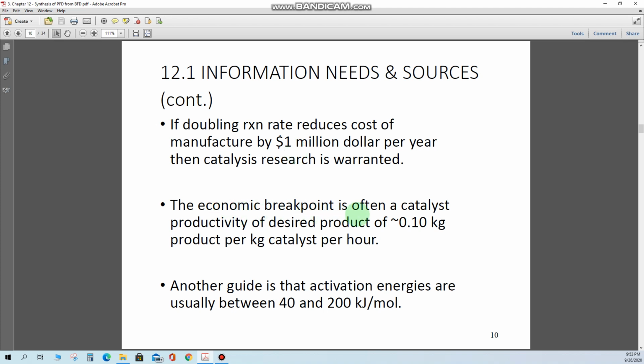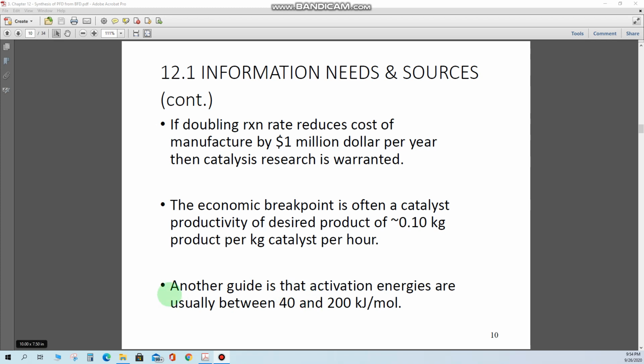The economic breakpoint is often a catalyst productivity of desired product of 0.10 kg product per kg catalyst per hour. This is a general convention: if you can get 0.10 kg of product when you are using 1 kg of catalyst per hour, then that is the economic breakpoint. And if you are not getting this desired product from 1 kg of the catalyst, then you have to change the catalyst and do more research on the catalysis part.